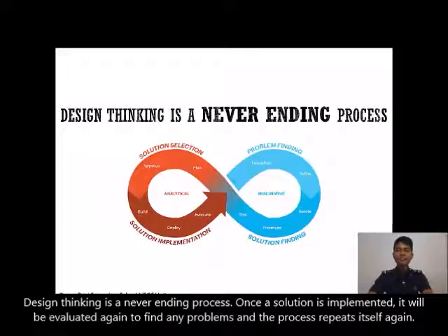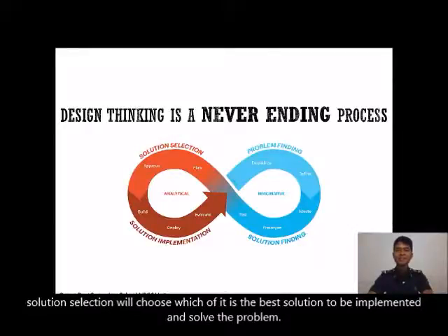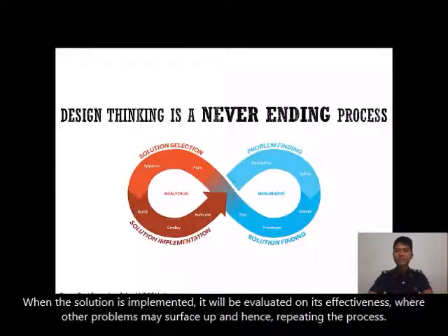Design thinking is a never-ending process. Once a solution is implemented, it will be evaluated again to find any problems, and the process repeats itself again. It starts with problem finding, where you identify the issue which leads to solution finding. Once solutions are thought of, solution selection will choose which of it is the best solution to be implemented and solve the problem. When the solution is implemented, it will be evaluated on its effectiveness, where other problems may surface up, and hence repeating the process.